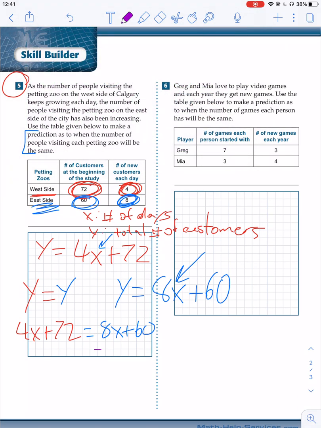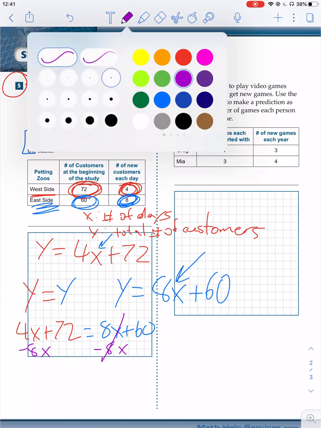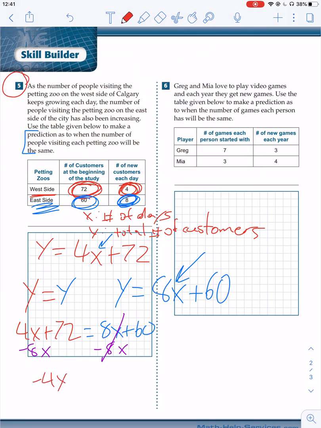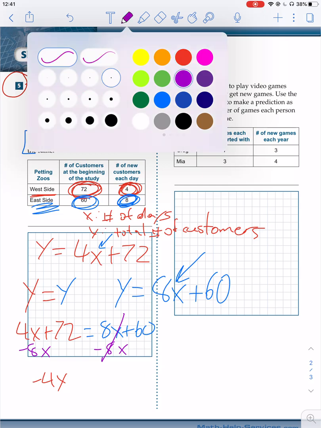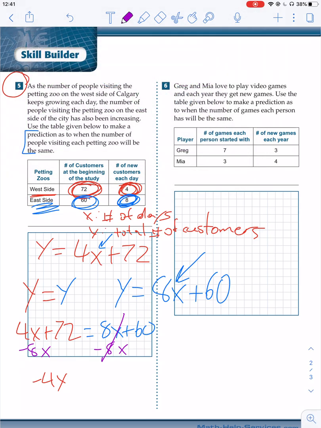I just kind of feel bad that it's going to be slightly longer. So again, your goal is to have all the x's on one side and the numbers on the other side, right? So I like to move my x's to the left. So this disappears, and then 4x minus 8x is minus 4x. Okay, so 4x minus 4x plus 72 equals 60.